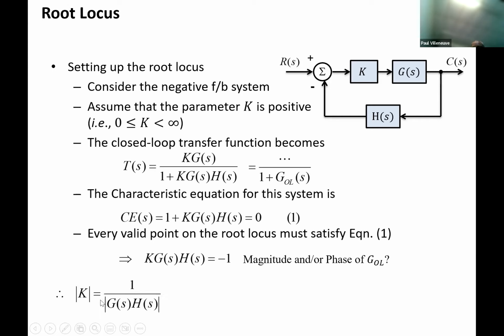What is the magnitude of the gain? The magnitude of K, for it to be a valid point, is 1 over the magnitude of GH. And my angle is going to be plus or minus 180. It could also be plus or minus 3 times 180. That has to do with the number of poles and zeros, which we'll learn about. It's always going to be odd multiples, not even multiples, because an even multiple of 180 is 360, and that's not equal to plus or minus 180. So if you get 540, that's just equal to 180 degrees.